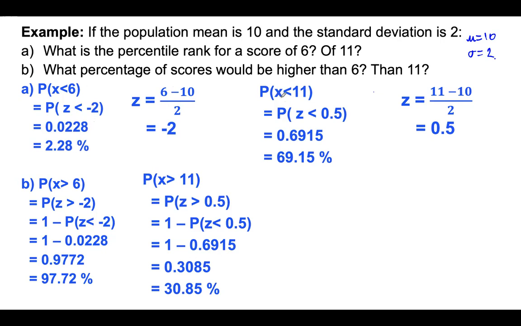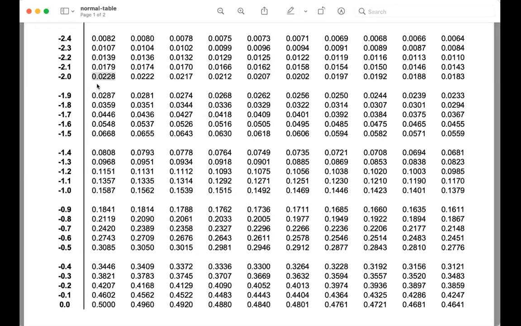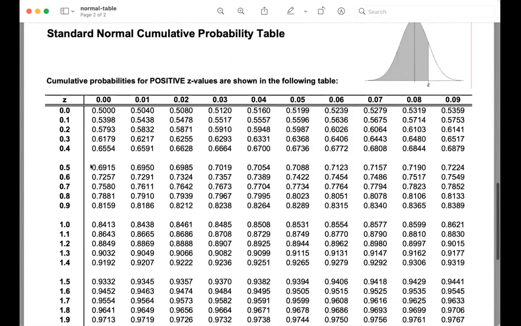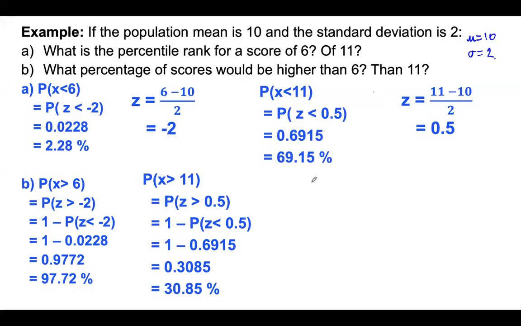Now the probability that X is less than 11. We can look this up in the table again. We transform: 11 minus 10 divided by 2 is 0.5. So 0.5, looking these up in the table. Let's look them up. Negative 2 looked up in the table is right there, and 0.5 is right here. And we got our values.